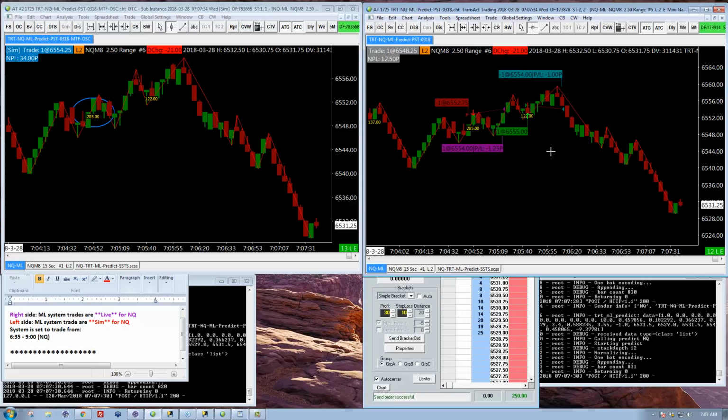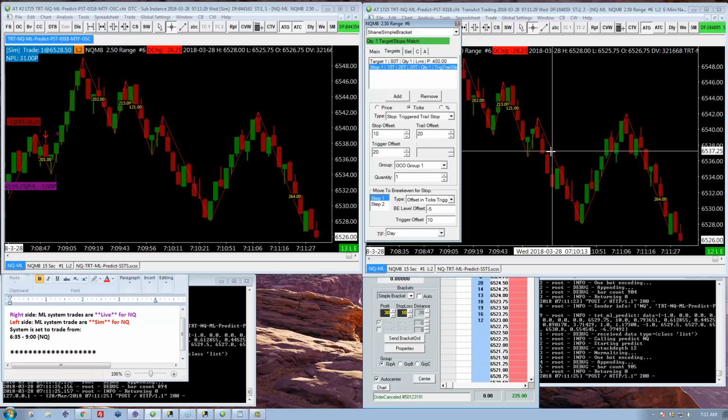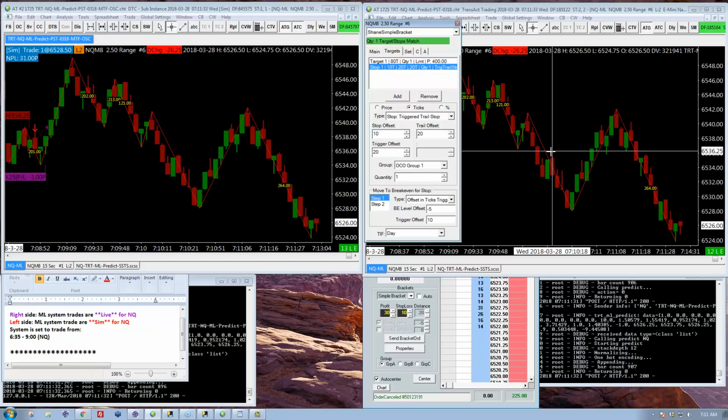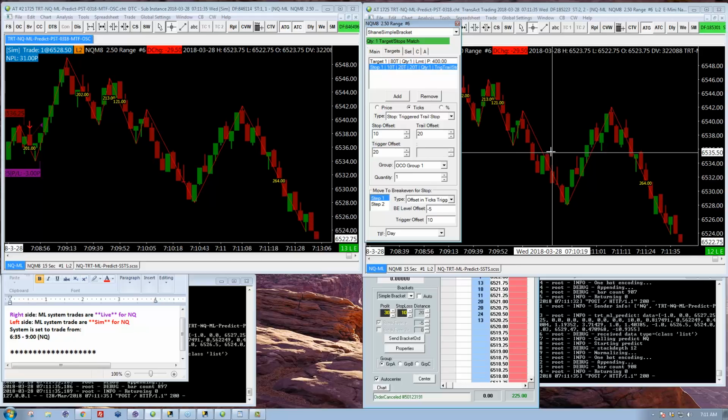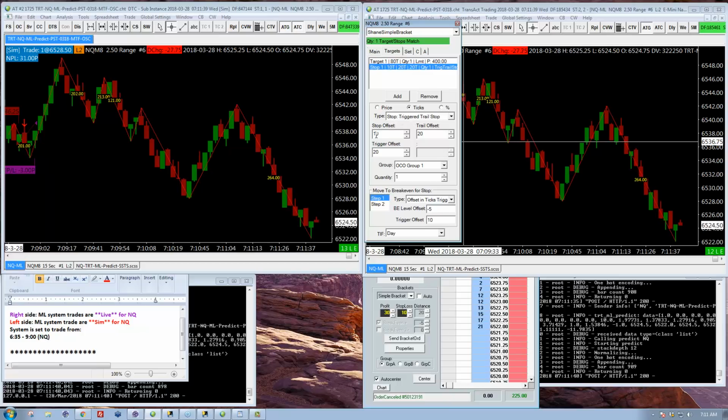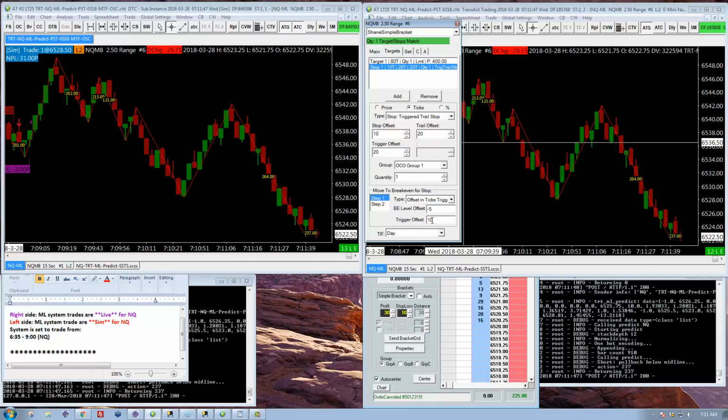Goodness. All right, so here I should mark this in the video for folks. We've changed this to trail stop, triggered trail stop. The stop offset is 10. The trail offset is 20. The trigger offset is 20. But then I've got a move down here. So if the market moves 10 ticks, it'll move my stop to entry minus 5. This one's set to none. Okay, so we've changed that.